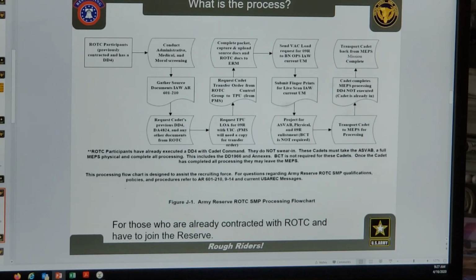They're going to walk out with basically their annex and all that stuff that they take back to the scholarship officer. They'll complete everything that needs to be done. You got a GA contract credit, and we're moving on. Okay, so this slide is for those who are already contracted with ROTC and they have to join the reserve.